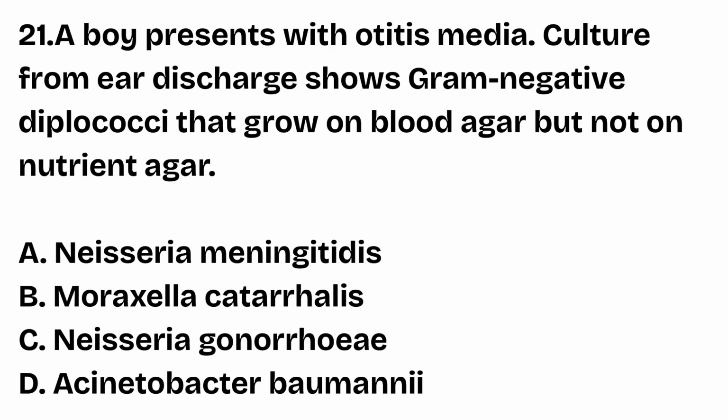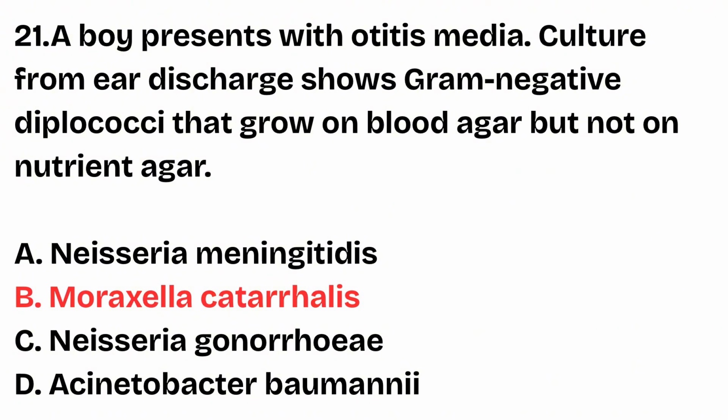Question number 21. A boy presents with otitis media. Culture from ear discharge shows gram-negative diplococci that grow on blood agar but not on nutrient agar. Identify the organism. Neisseria meningitidis, Moraxella catarrhalis, Neisseria gonorrhoeae, Acinetobacter baumannii. The right answer is option B, Moraxella catarrhalis. Moraxella catarrhalis is a gram-negative diplococcus that grows on blood agar but not on nutrient agar. It is a common cause of otitis media in children.